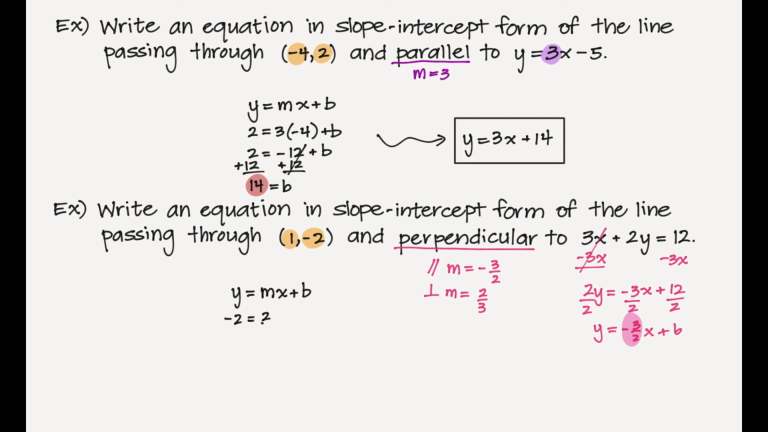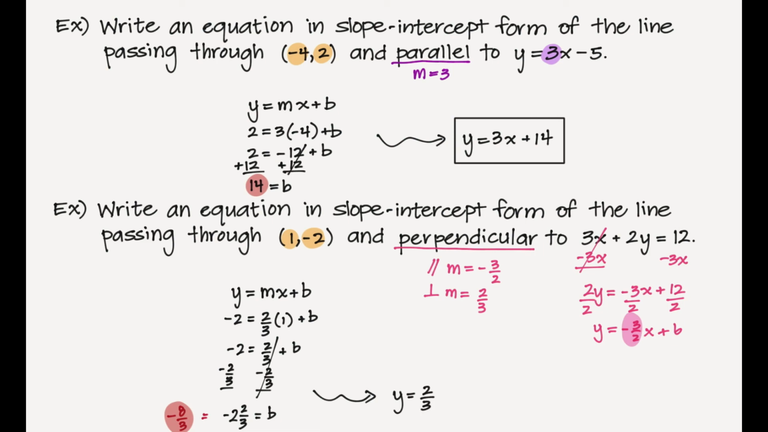So that's negative 2 is equal to 2/3 times 1 plus b. And so when I multiply that, that's just 2/3. So now let's subtract it from both sides. So negative 2 minus 2/3 is negative 2 and 2/3. So that is our b. But I don't like having mixed numbers in my formula, so when I rewrite this, it would be negative 8/3 as an improper fraction. So to put it all together, our equation is y equals 2/3 x minus 8/3, and we're done.